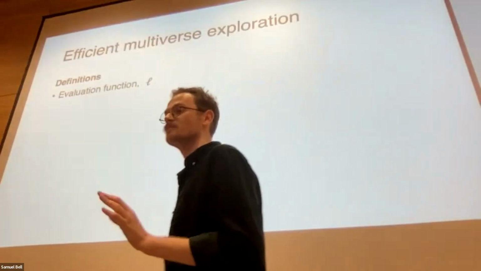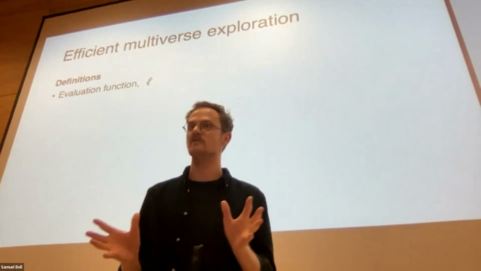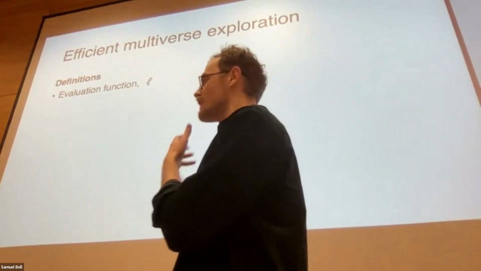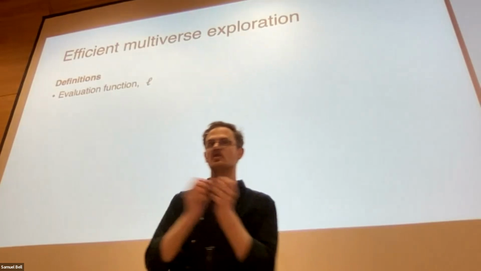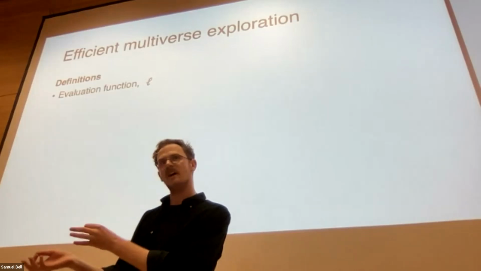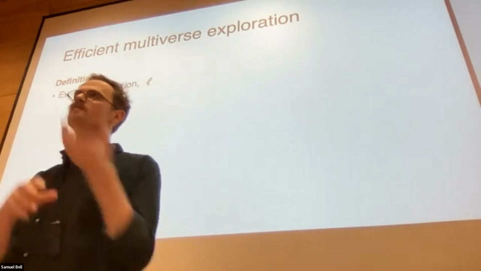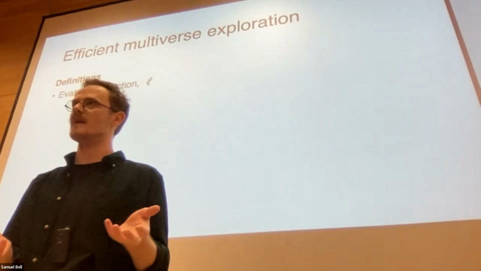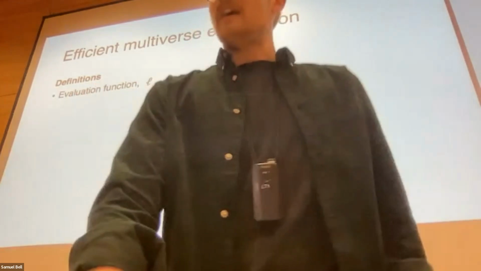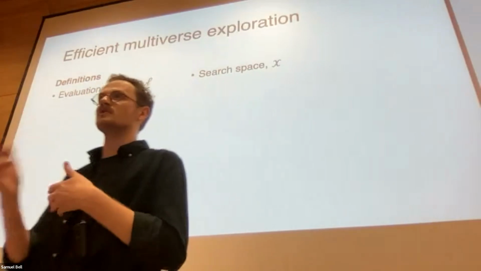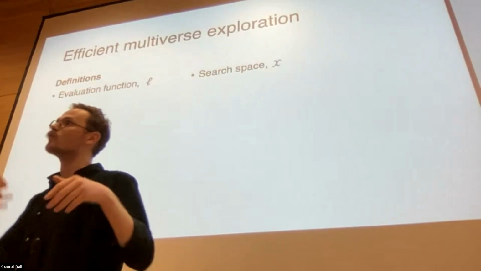So how do we talk about efficient multiverse exploration? Just to get some definitions out of the way, we're going to start with an evaluation function. This is our conclusion of interest. It is a map from a set of researcher decisions to a conclusion. That conclusion could be a p-value that represents a significant statistical hypothesis test, but it could just be something like test accuracy if that's the type of claim that you want to make. So this is your formalization of your conclusion. And then we have a search space. This represents all the different possible choices you could make and the different ways in which you could redo your analysis or redo your experiment.